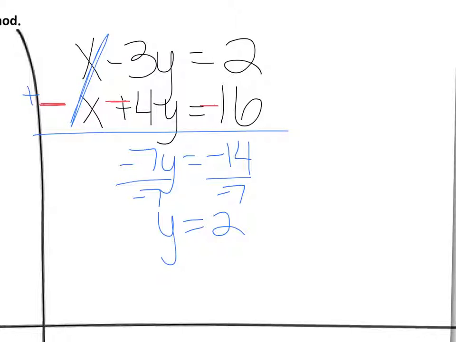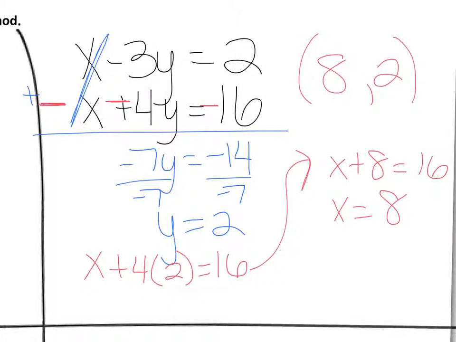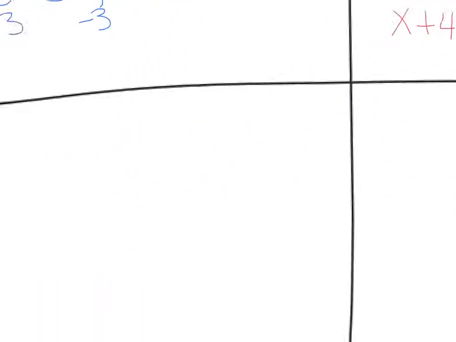Okay, so once I find y, in order to find x, I'm going to plug that value into one of my equations. X plus 4 times 2 equals 16. I get x plus 8 equals 16, so x equals 8. As an ordered pair, my answer is 8, 2. Let's do another one where you're going to have to subtract. Oh, you just told me. Oh, okay. Well, it'll be a surprise then.